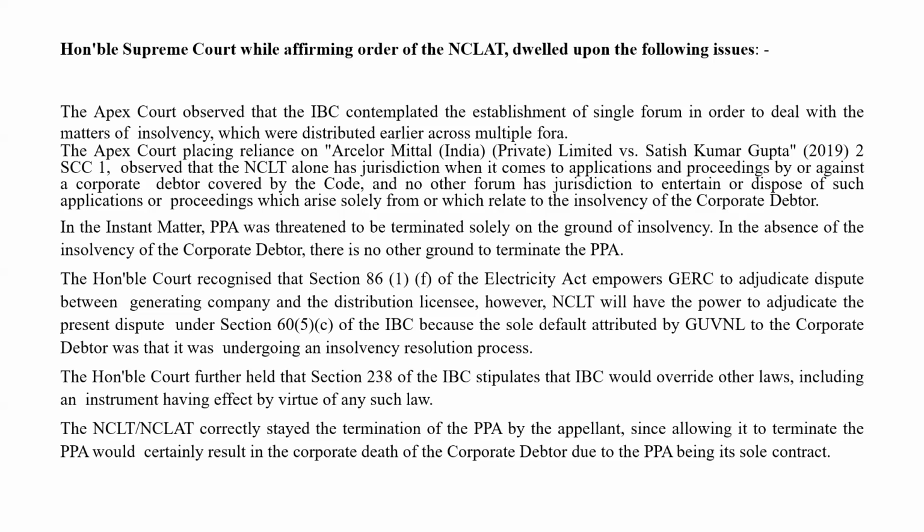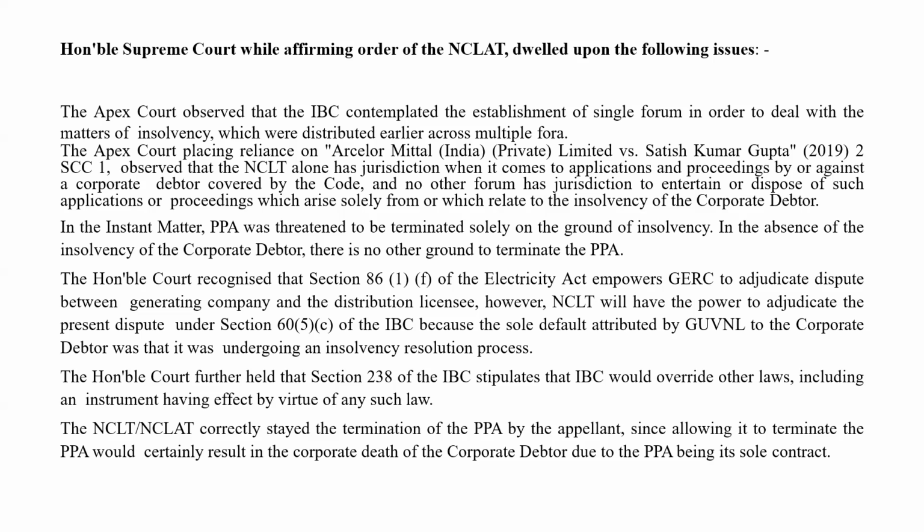The Honorable Court recognized that Section 86(1)(f) of the Electricity Act empowers GERC to adjudicate disputes between the generating company and the distribution licensee. However, NCLT will have the power to adjudicate the present dispute under Section 60(5)(c) of the IBC because the sole default attributed by GUVNL to the corporate debtor was that it was undergoing an insolvency resolution process. The Honorable Court further held that Section 238 of the IBC stipulates that the IBC would override other laws, including an instrument having effect by virtue of any such law.